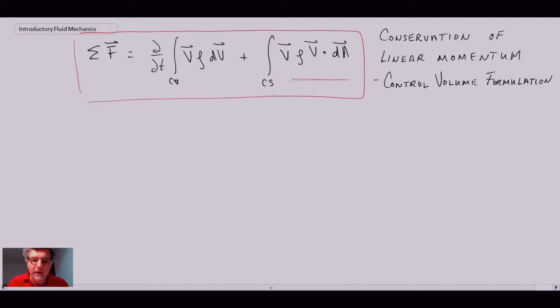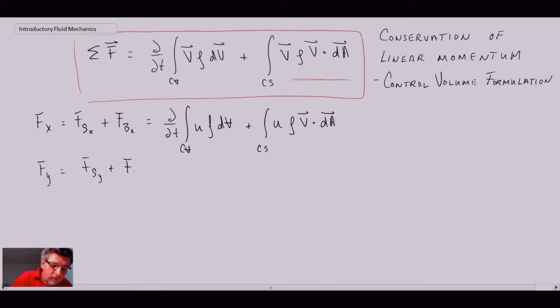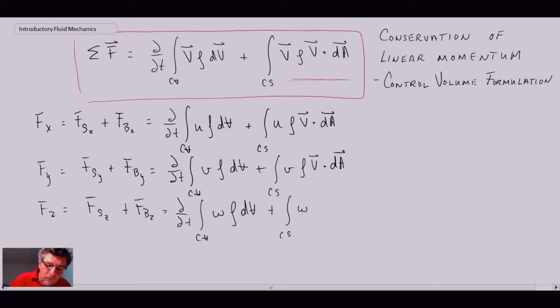So what I'm going to do is expand this equation. And remember, this is a vector equation. So essentially there are three equations embedded here that we're looking at. I'll write out each of the different vector components. So that is the conservation of linear momentum expressed out as three different vector components, x, y, and z directions.